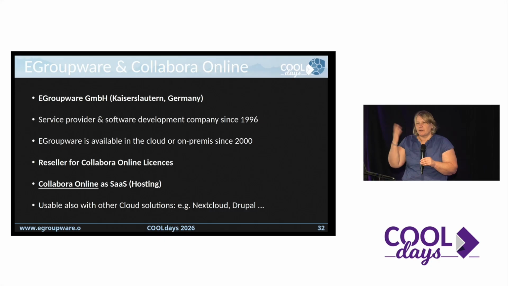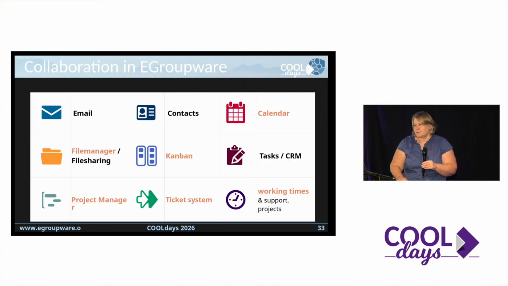So EGroupware is based in Kaiserslautern, Germany. We are a service provider and software development company already since 1996. And it's available in the cloud or on-premise. And we do reselling Collabora Online. The only thing we are reselling in regard of office suites is Collabora. And we also have a Collabora Online SaaS hosting. It can be used also for other solutions.